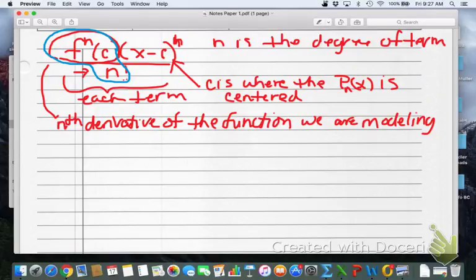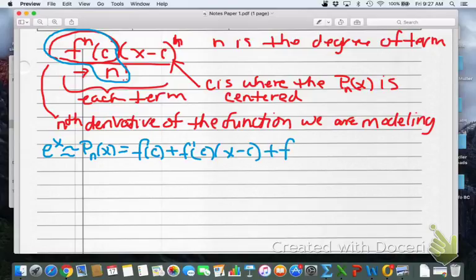So our Taylor polynomial for our function e to the x is going to look something like this. f of c is going to be the first term, plus f prime, the first derivative evaluated at c, times x minus c, plus the second derivative, and you can put a 2 up there or a little hash mark, c over 2 factorial. This is over 1 factorial, and this is over 0 factorial.